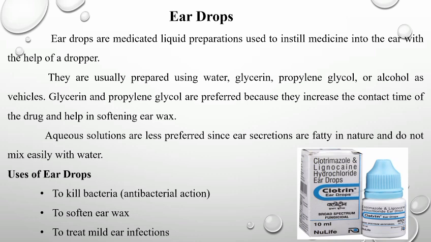Ear drops are medicated liquid preparations which are instilled into the ear. They are used to kill bacteria, soften the earwax, or treat middle ear infections. Usually, ear drops are prepared using water, glycerin, propylene glycol, and alcohol as vehicles. Here, water is less preferred since the ear secretions are fatty in nature. We are using glycerin and propylene glycol in most of the ear drops.